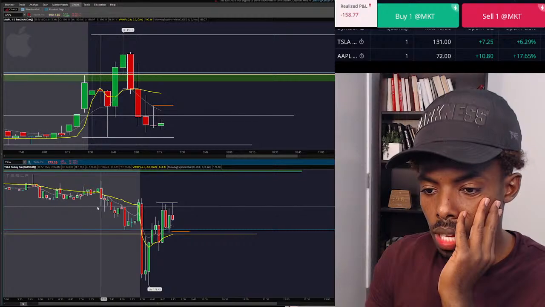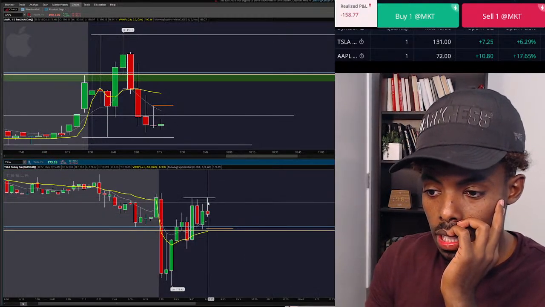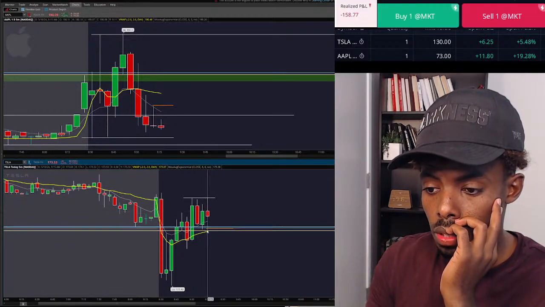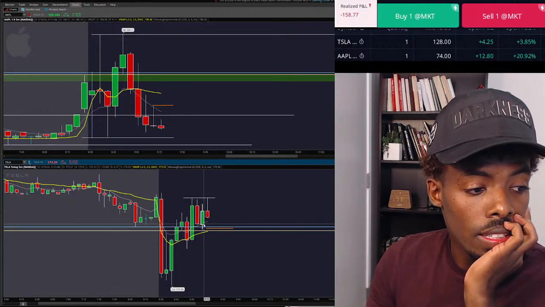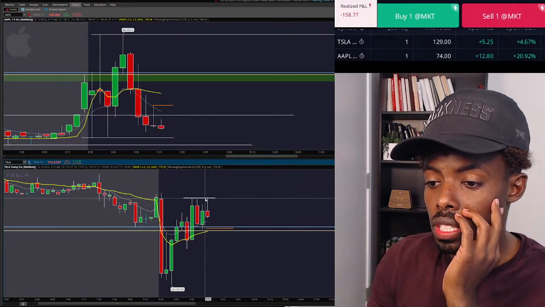Okay. So Tesla ultimately failed to move above here. And it's getting that sweet retest back to the VWAP, back to the 9 EMA. Okay, yeah, we're going to allow Tesla to see if it's going to break this level.